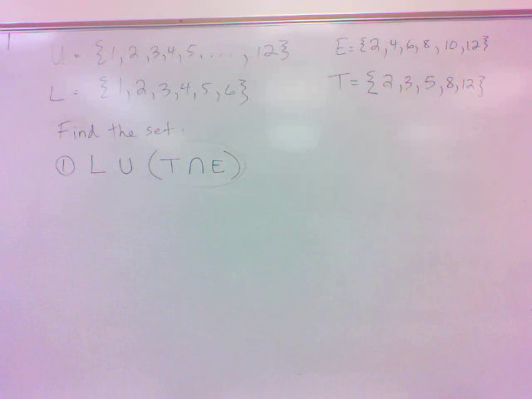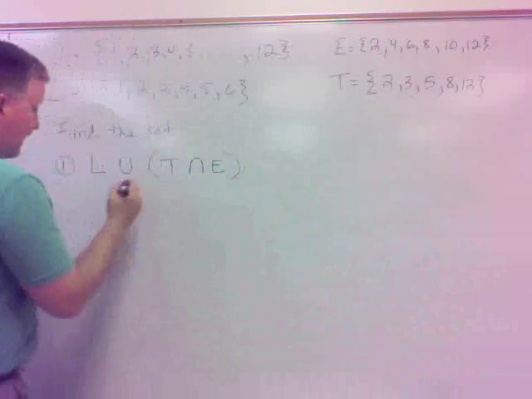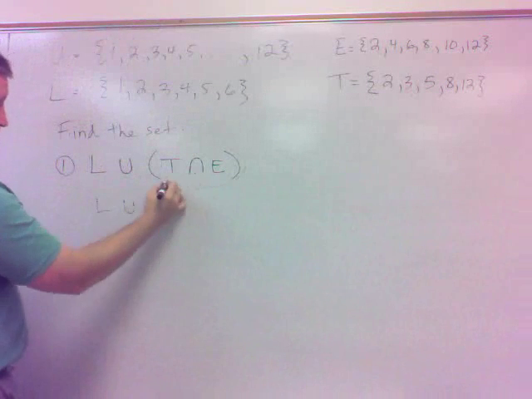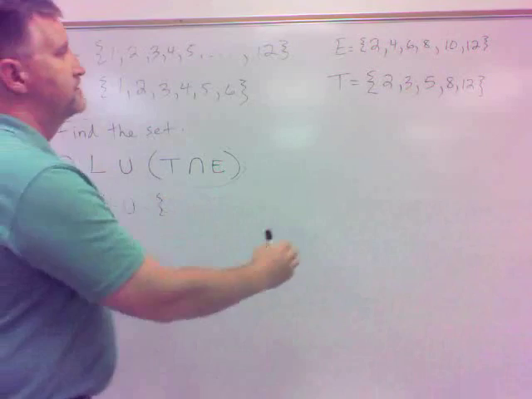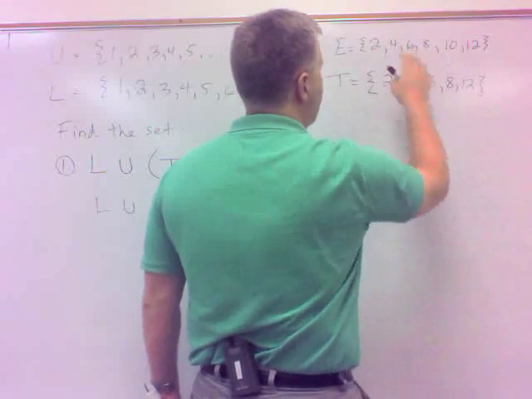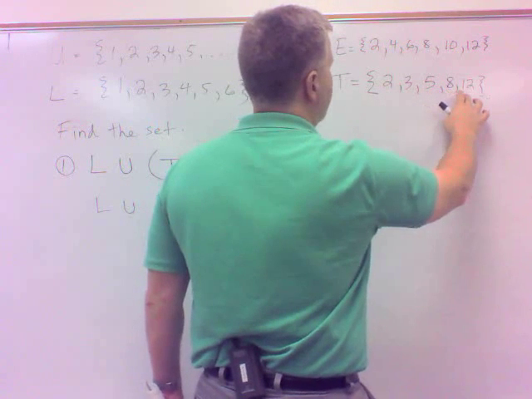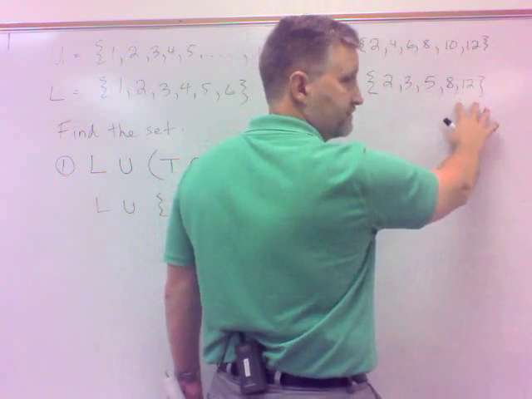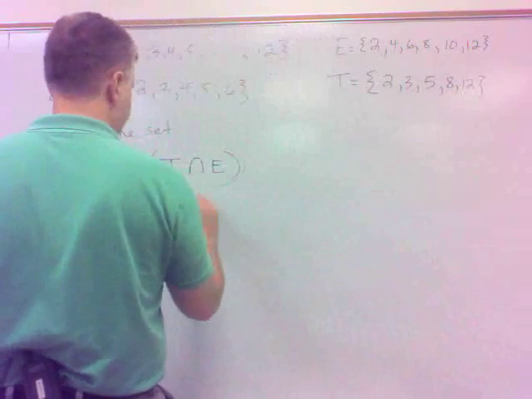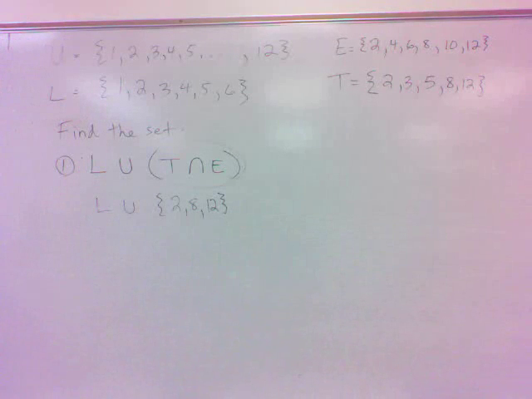It's T intersection E. What's the intersection? Common. What they have in common. So I just look at T and E and go with what's in common. We're going to do T intersection E. So it's this set intersection that set. What have I got? 2's in common. 3 is not. 5, 8, and 12. 2, 8, and 12 is the intersection. You with me on that? Okay, so do that first.